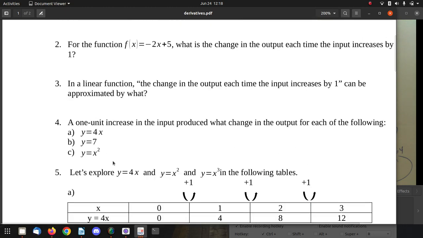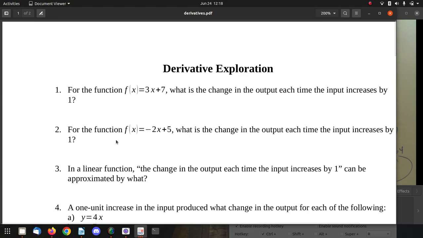And have fun with this worksheet. It's very lightweight. I did the first 4 for you. It's just designed to get you thinking about derivatives in a little bit more robust way. And enjoy. And this is our last video for Flipped Week, and I hope you all are doing very well.